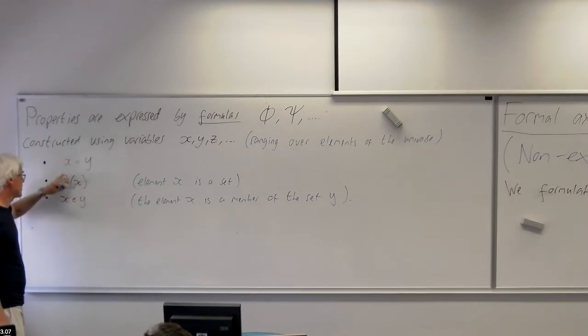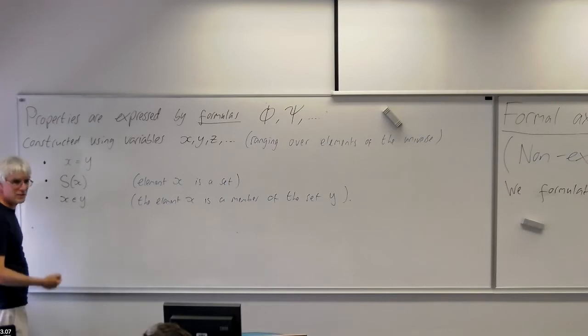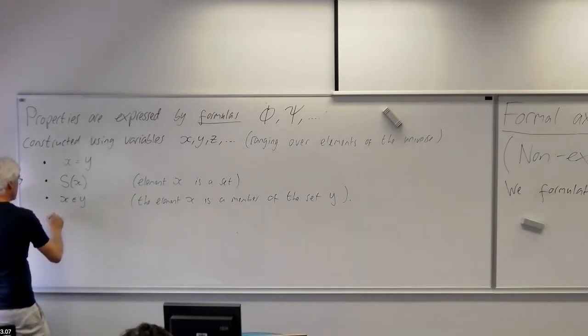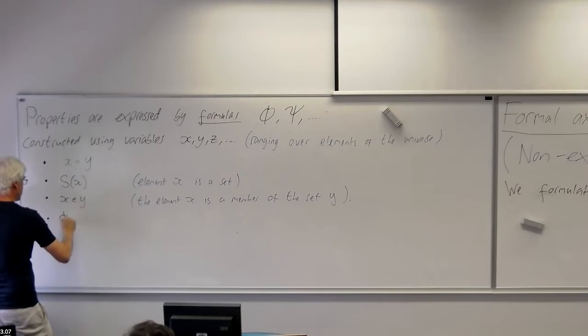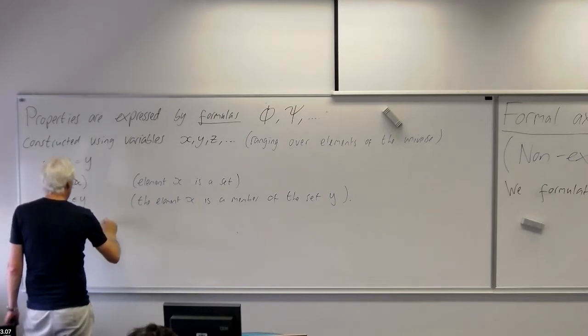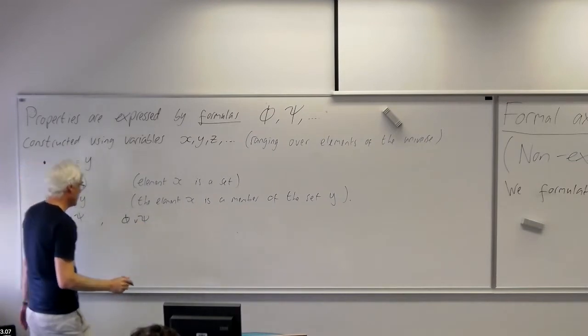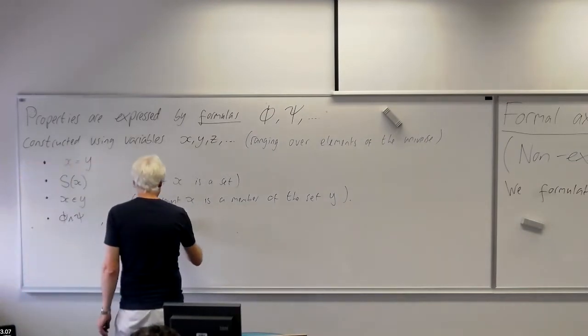And then we are allowed to combine these using the logical connectives. So such as and, or, implication, bi-implication, if and only if, and negation. So if we've got two formulas, phi and psi, we can form their conjunction, phi and psi. The disjunction, so I'm just going to put all these things in a single row. Disjunction phi or psi, the negation, not phi, phi is not true.